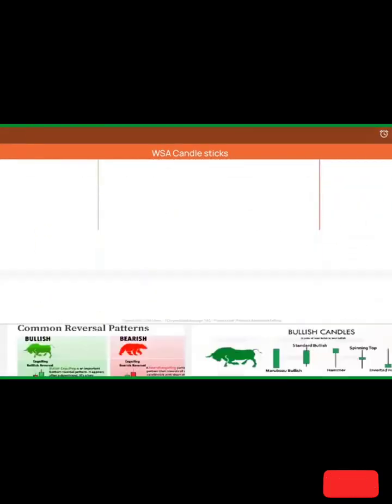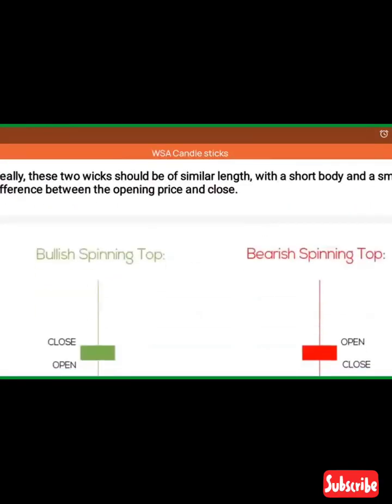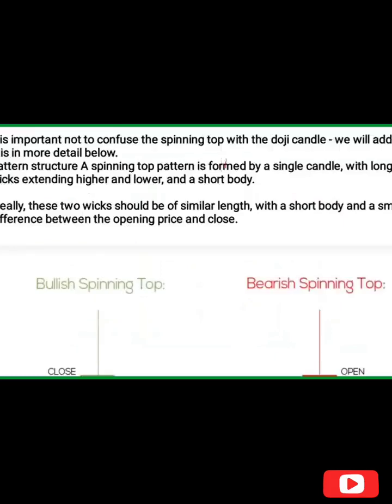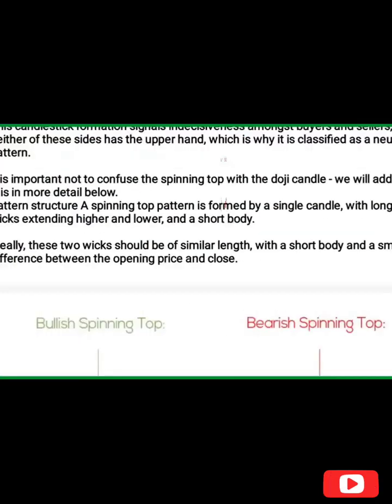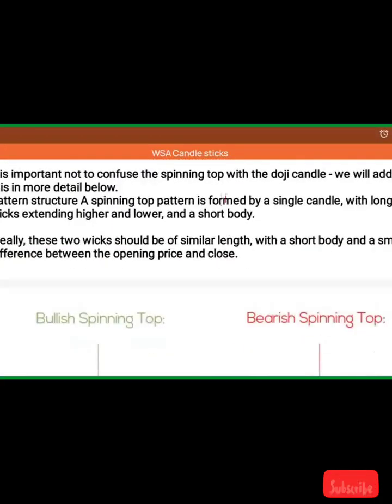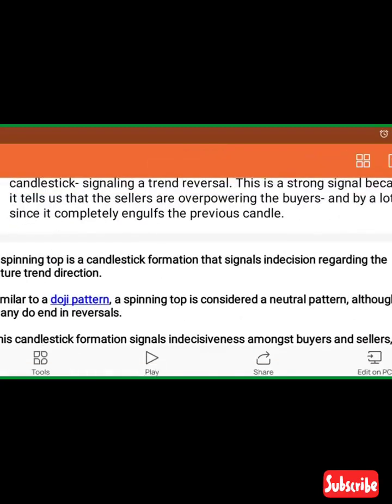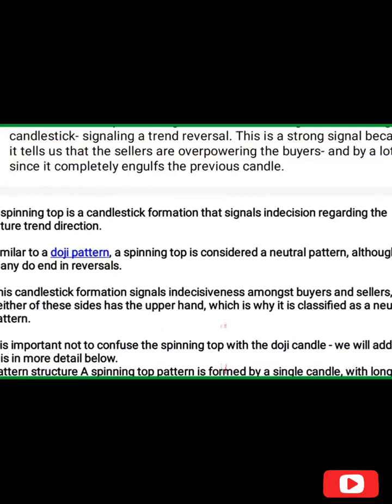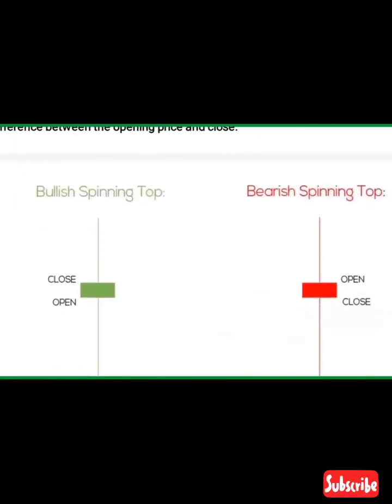Okay, we see a bullish spinning top, and a bearish spinning top. And what's a spinning top? A spinning top is a candlestick formation that signals indecision regarding the future trend. Remember what a doji does.